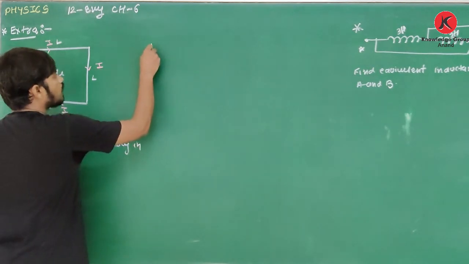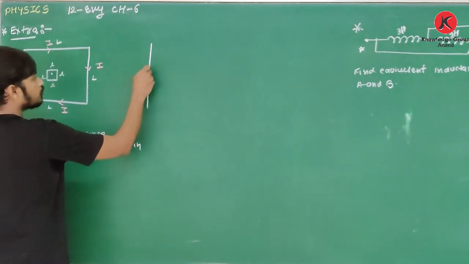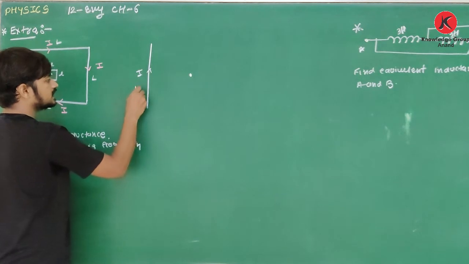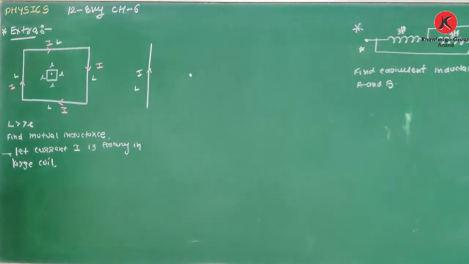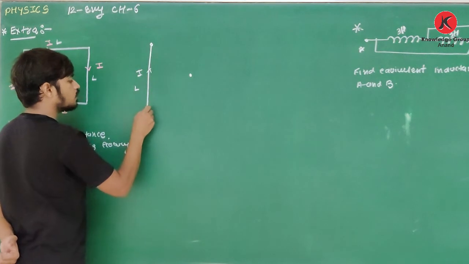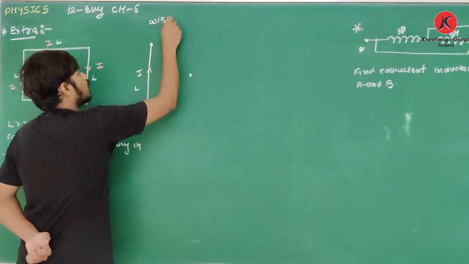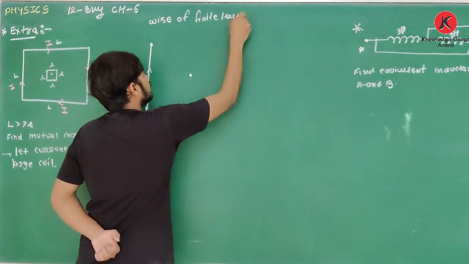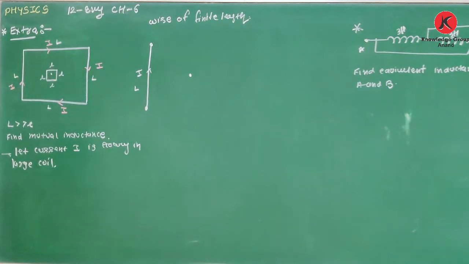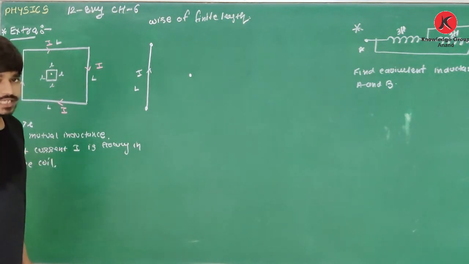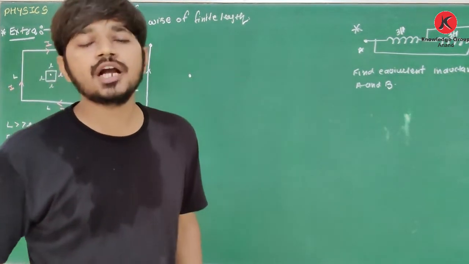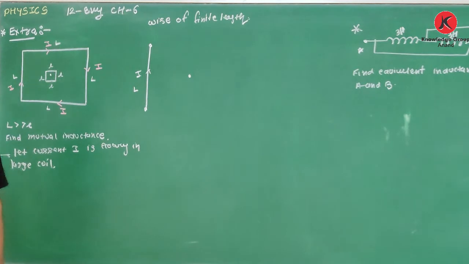I will draw one wire like this. Current flows in this direction, and the center is here. This side is L, this side is L. So I have to consider a wire of finite length. In case of a wire of finite length, how to find the magnetic field? The equation is B equals mu 0 I upon 4 pi y times (sin theta 1 plus sin theta 2).